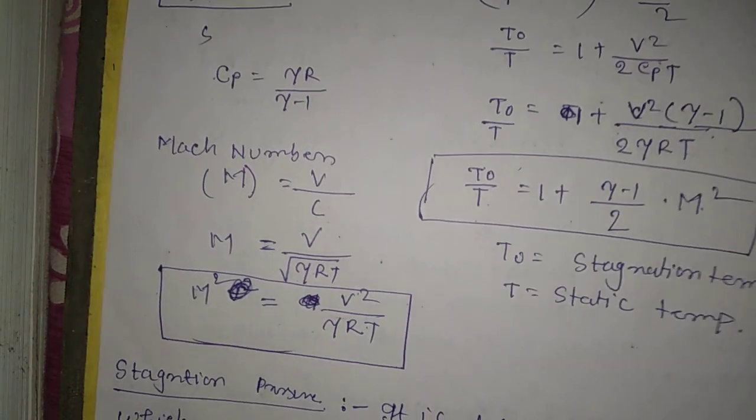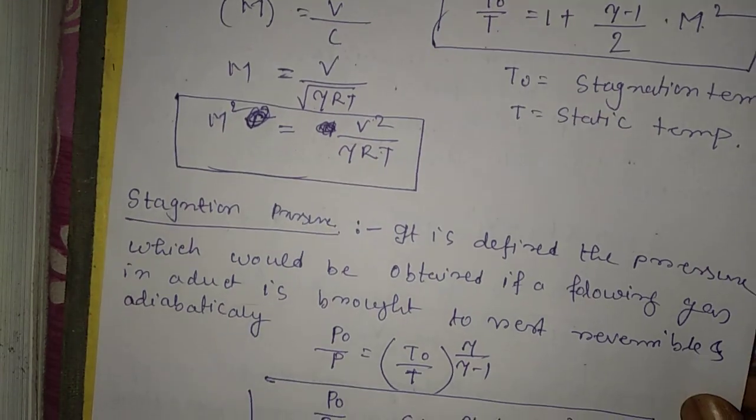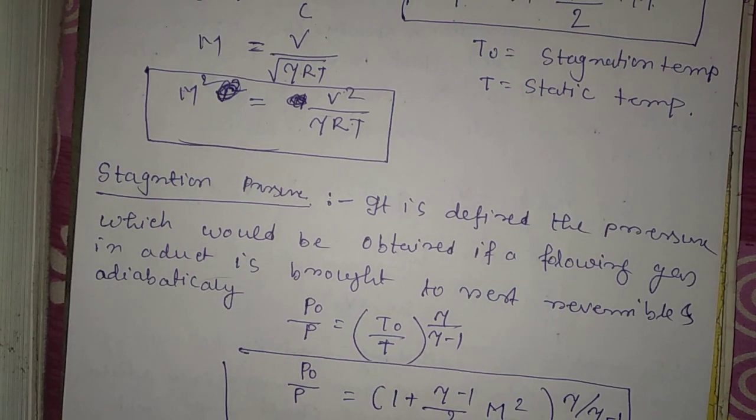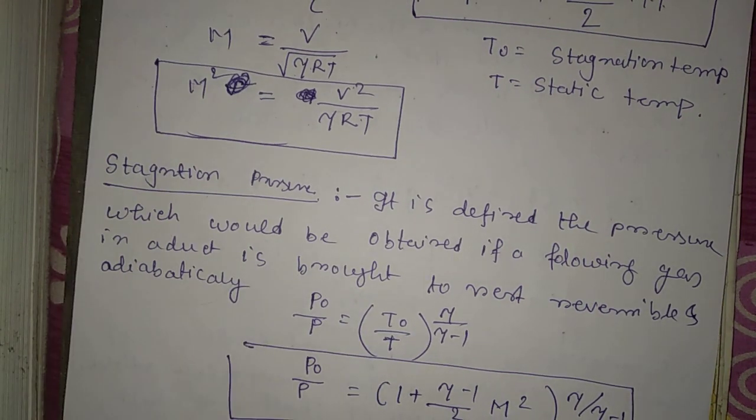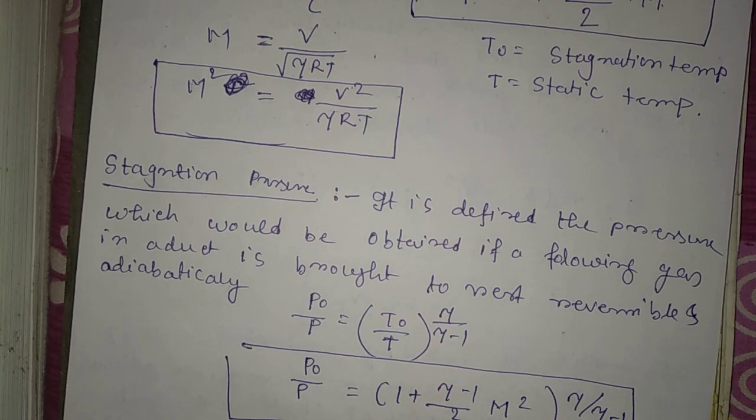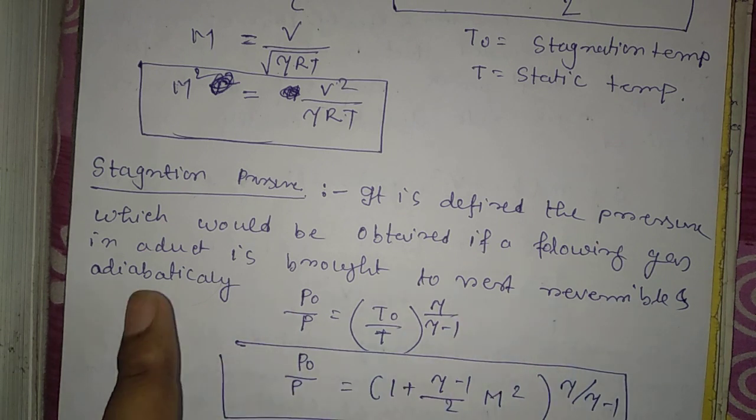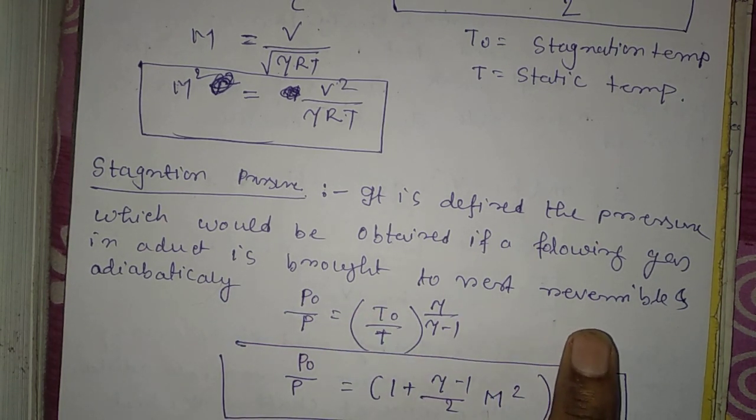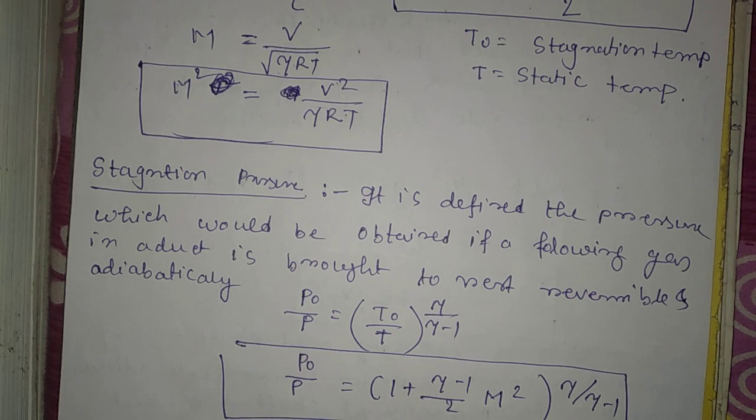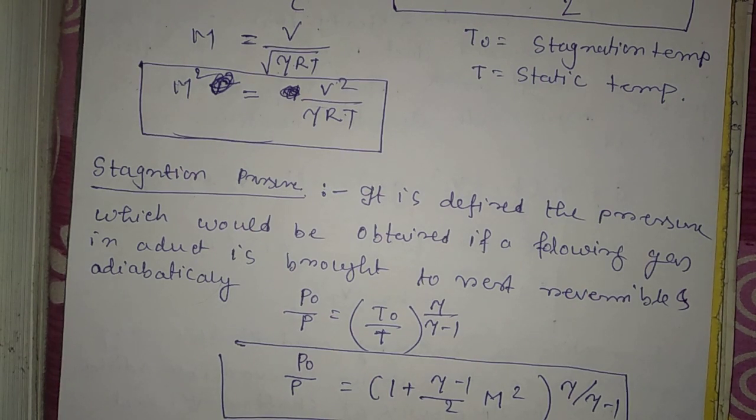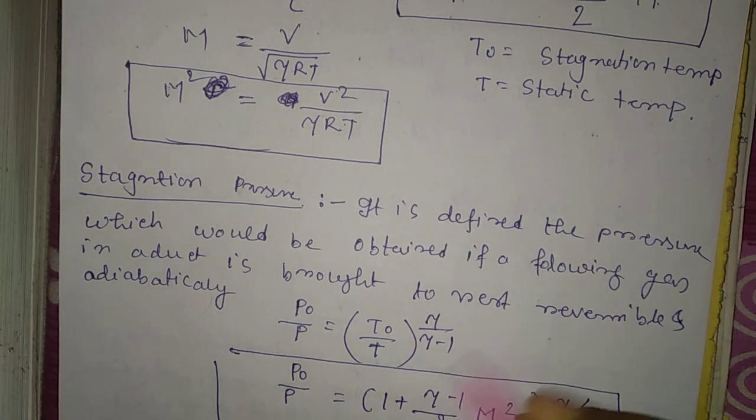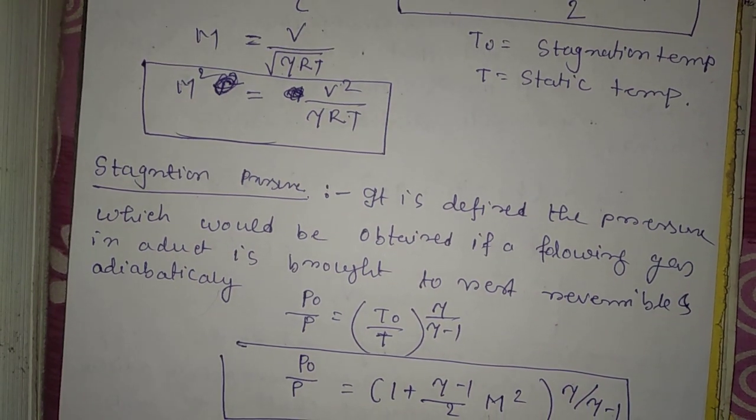Now how do you calculate the stagnation pressure? It is actually the same. Stagnation pressure is defined as the pressure which would be obtained if a flowing gas in a duct is brought to rest reversibly and adiabatically. So stagnation pressure, or you can say isentropic stagnation pressure, both are actually the same, but we consider here when the fluid flows in a particular duct or channel, that is basically the condition of reversible adiabatic flow.